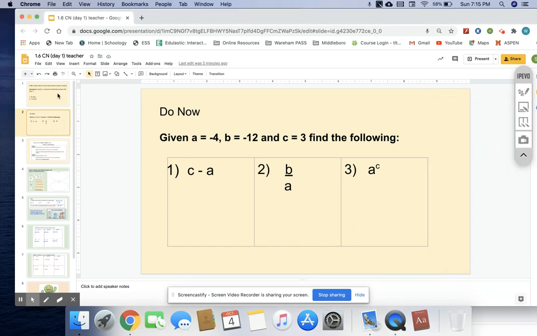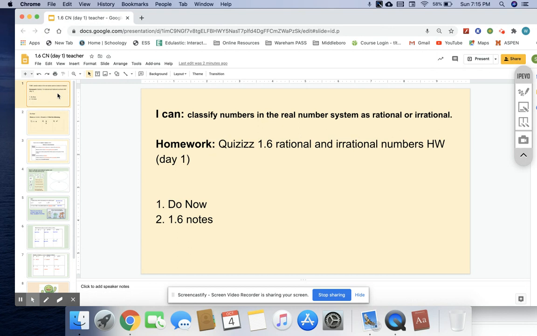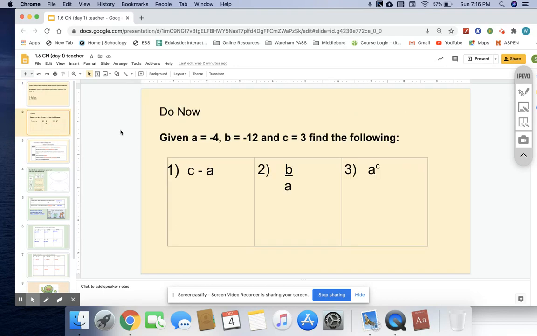Today is Monday, and we are classifying numbers in the real number system as rational or irrational. Your homework is on quizzes, and it's day 1 homework, 1.6. Classify rational and irrational numbers. So we're going to complete the do now and then our notes.